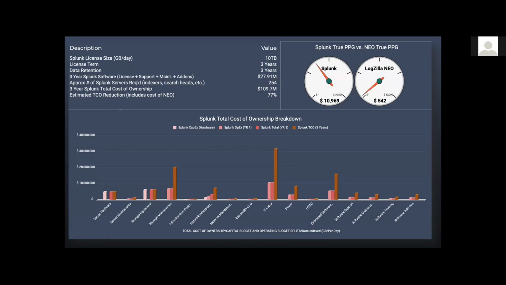And of course, the most expensive thing is IT labor. So when you look at something like a free tool, it's not actually free. You're paying more for people to do it.